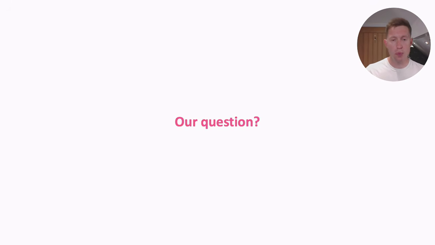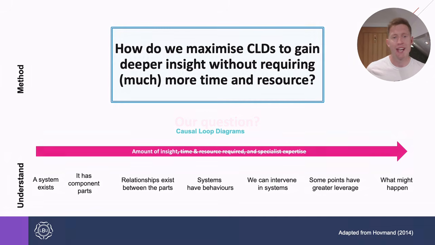So the question that we wanted to then ask, given that causal loop diagrams seem to be most often used in a public health context, is how can we start better utilising or maximising these causal loop diagrams to gain deeper insight without requiring much more time and resource of the stakeholders who often take part in those group model building workshops that are used for developing those causal loop diagrams.